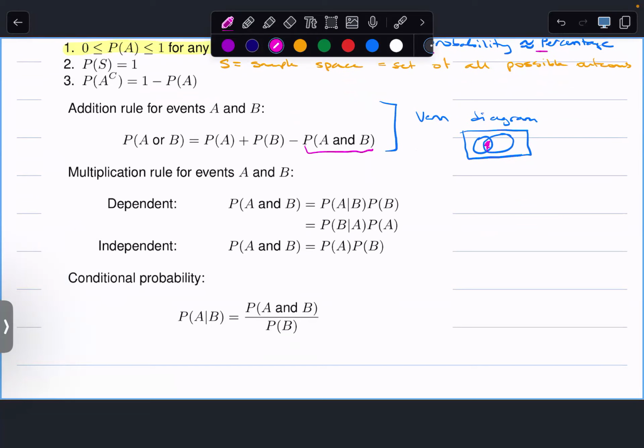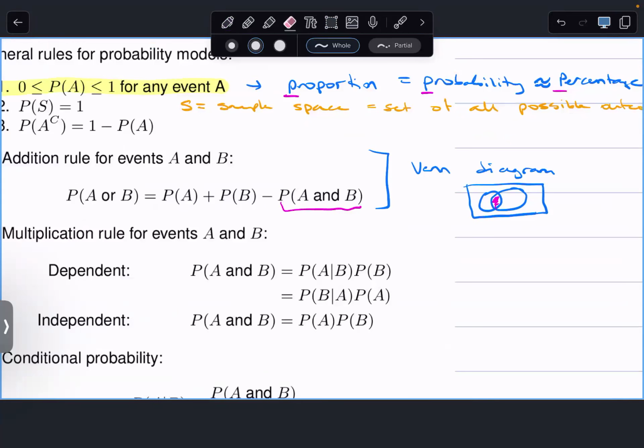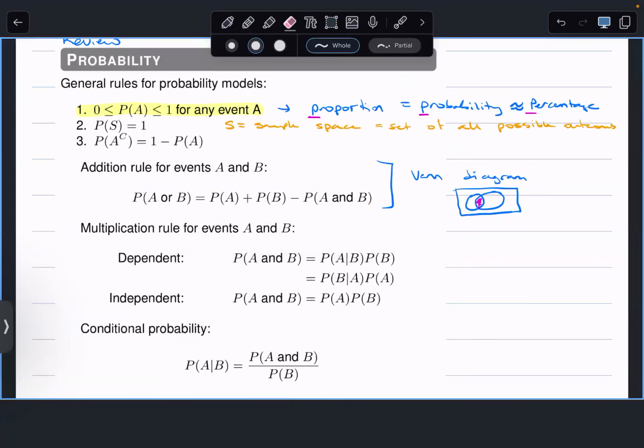Today, well, I guess I already used, let me just change this. I like to use pink for new important things, so we'll use orange. There.